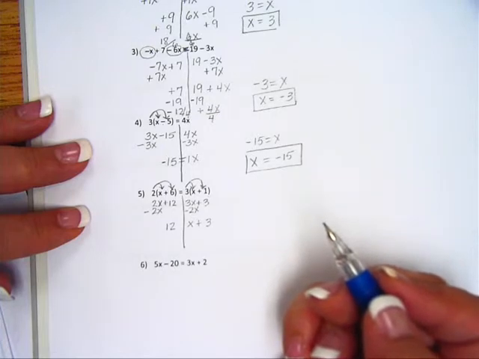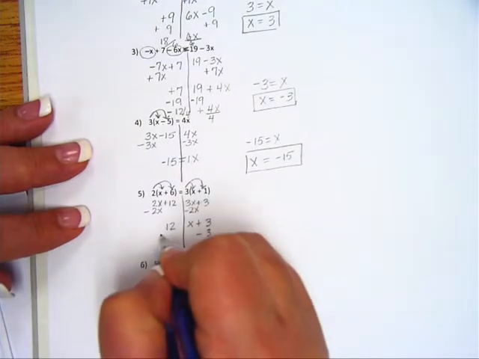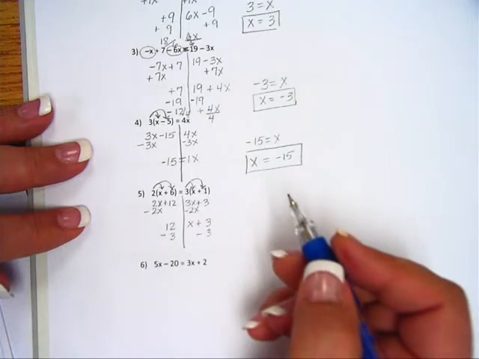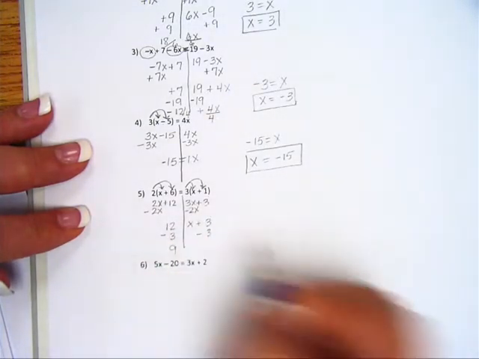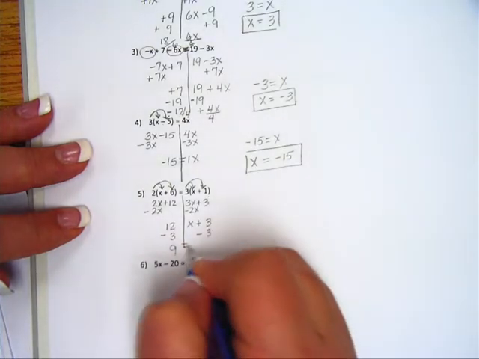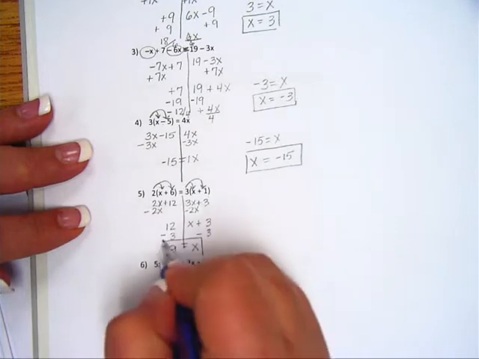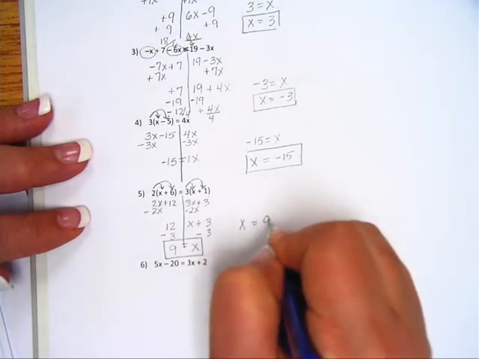Now it's simply a two-step equation. Actually, it's a one-step equation at this point. I'm going to subtract 3 from this side, subtract 3 from this side. That leaves me with 12 minus 3 is 9 equals x. So again, following the same steps, our answer is x equals 9.